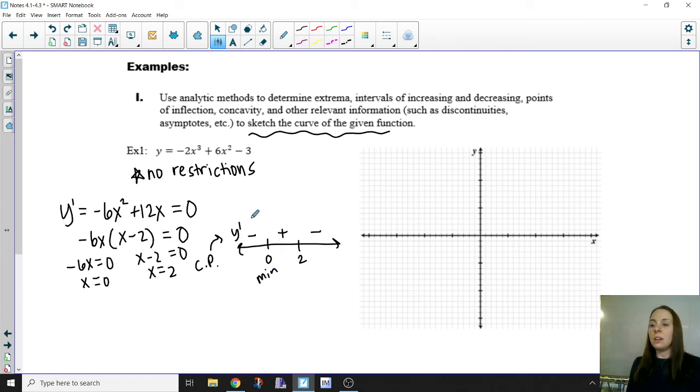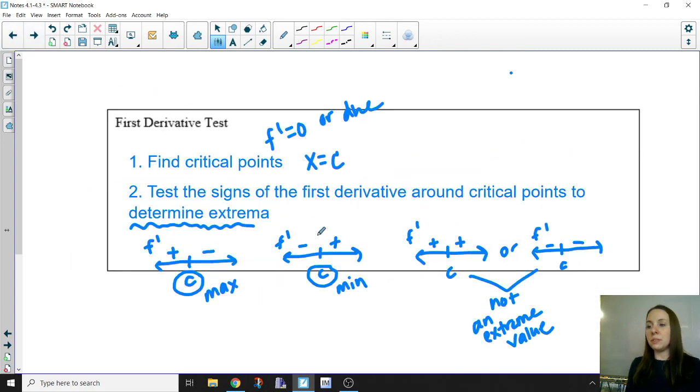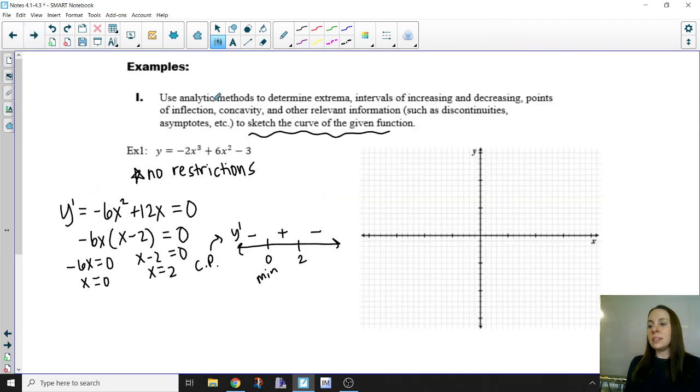because the first derivative is changing from negative to positive. And remember, the first derivative test tells us, in that case, we have a min. And it tells us that x equals 2 is a max, because the first derivative is changing from positive to negative, and the first derivative test tells us that that's a max.